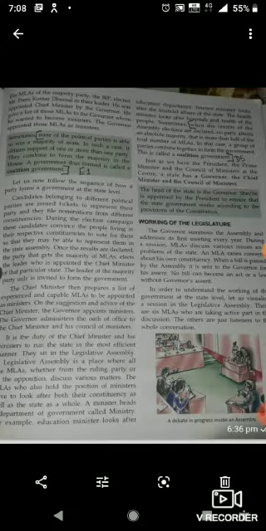Just as we have the president, the prime minister and the council of ministers at the center, a state has a governor, the chief minister and a council of ministers.